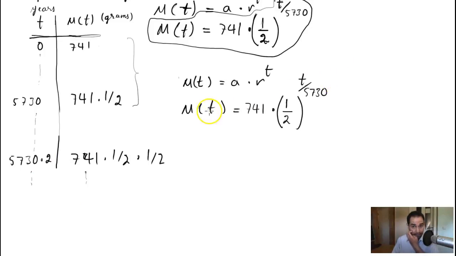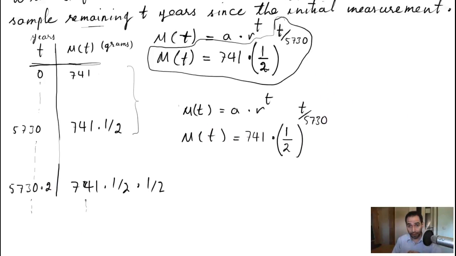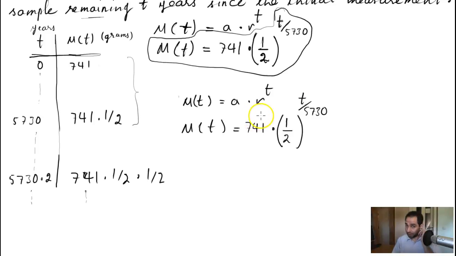So again, that is the same function that we found here: 741 times 1/2 raised to the power t over 5,730, and that's basically your function here.